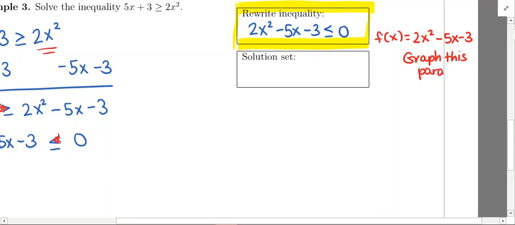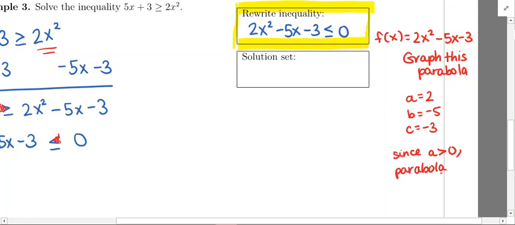We need 2 pieces of information. It's just a rough sketch. We need to know whether it opens up or down, and we need the x-intercepts. If you look at this, the a value is 2, the b value is -5, the c value is -3. Since the a value is positive, the parabola opens up. So when we draw our rough sketch, we have to have a parabola that opens upward.